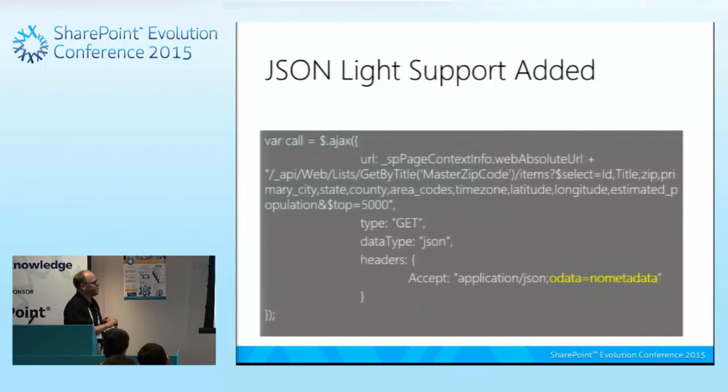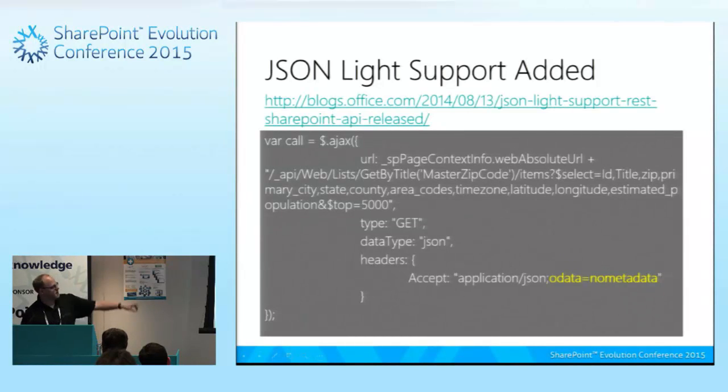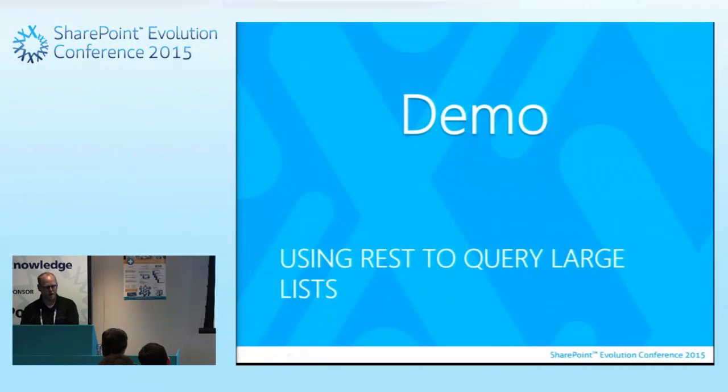Well, back in August of last year, I think, they added support for minimal metadata and JSON-Lite. So we can now make the same jQuery REST call, but we can specify OData equals no metadata, and it shrinks the size of the packet coming back to you a lot. We'll demo this in a second. But it's important when you're thinking about writing REST to query thousands of rows of data that you want those queries to perform as fast as possible, right? So you don't want it to return everything from your list. You only want it to return the data that you need.